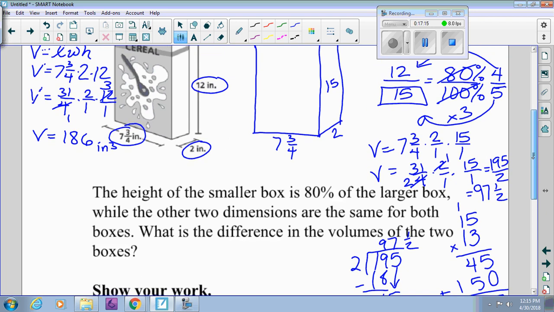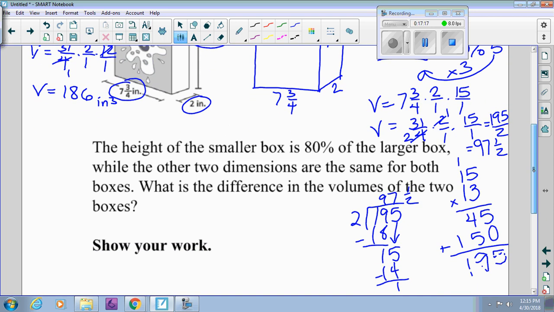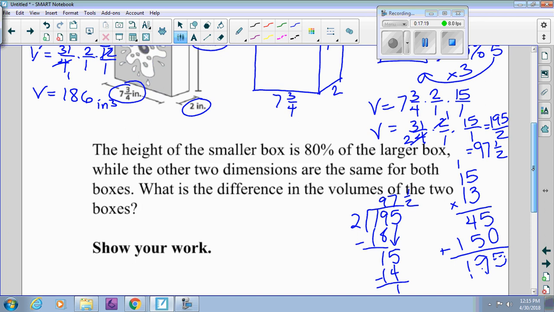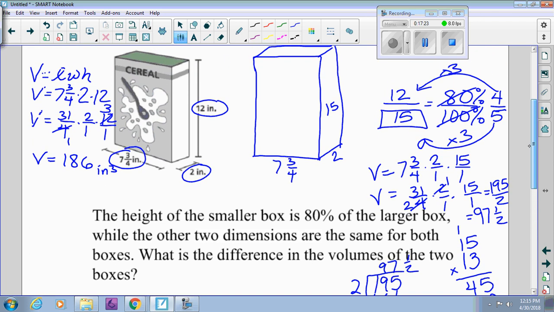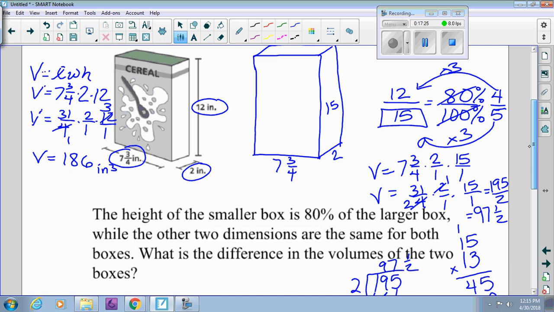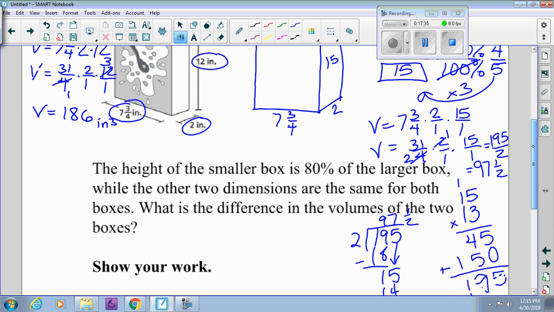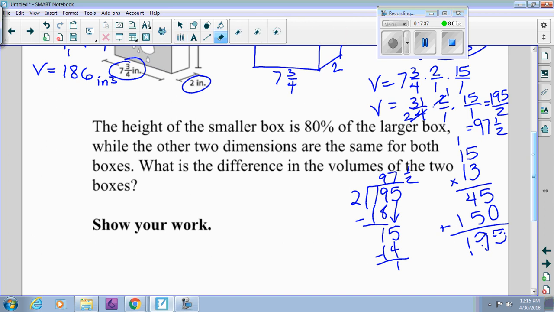So 186 and... did I group something up? 15 times 31. I did times 13. Yeah, I grouped something up. Something's not right here because this was a bigger box and ended up with a smaller one. So I'm going to erase some stuff here.